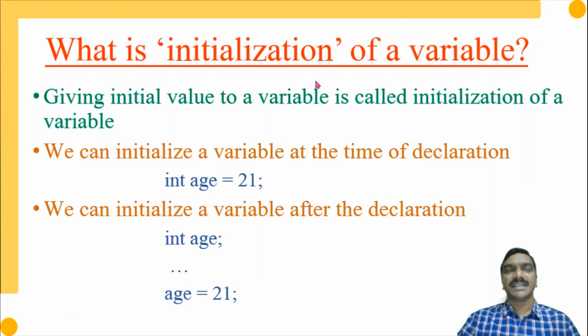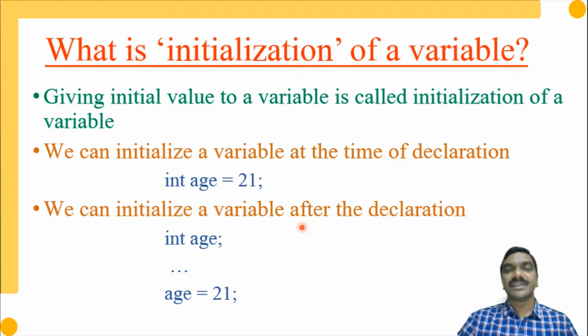Now what is initialization? Initialization means giving some initial value to a variable. Just now we saw how to declare a variable, then at the same time you can initialize a variable also. For example, int age = 1, yes, this is declaration, and at the same time this is initialization. So a variable can be initialized at the time of declaration. Initialization means giving some initial, starting value to a variable.